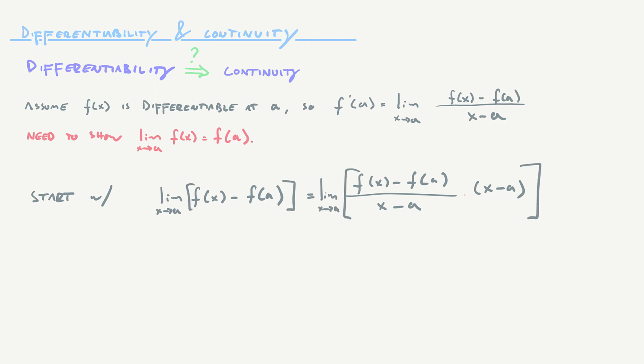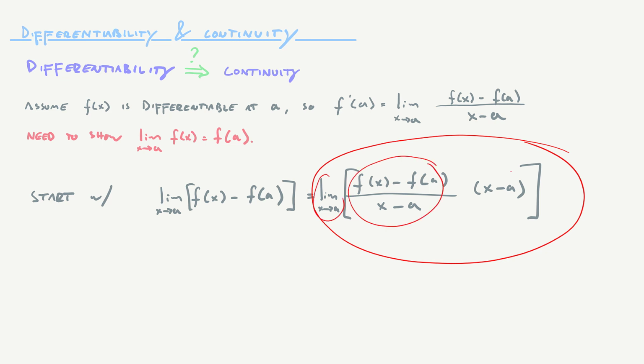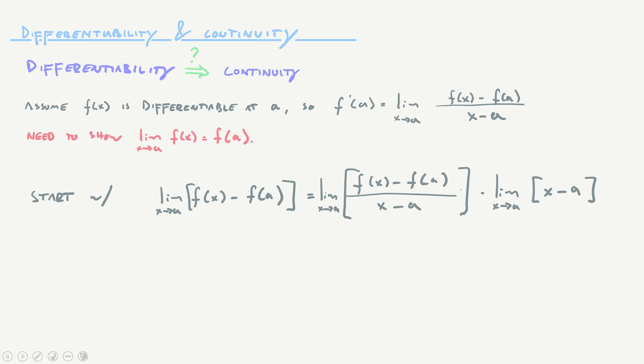The limit as x approaches a of the left-hand side of this equation should be equal to the limit as x approaches a of the right-hand side of the equation. And now I'm going to focus here. First, I'm going to use the product rule for limits. So I have applied the limit to the first part of the product. If I go back a slide, I applied the limit to this part, and then I applied the limit to this part, and I'm multiplying them. That's just the product law for limits.